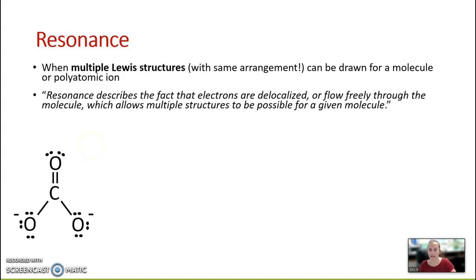So again, let's look at that polyatomic ion carbonate. So we have our Lewis structure here. Well, the electrons in this double bond pair between the carbon and the oxygen have the ability to move. And electrons do move, right? That's why it's so difficult to talk about exactly where they are. So they could move up to this top oxygen, right?